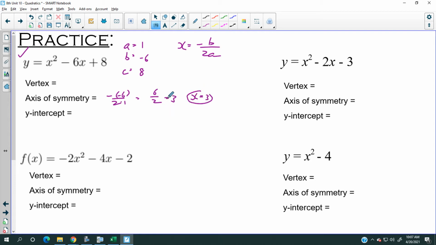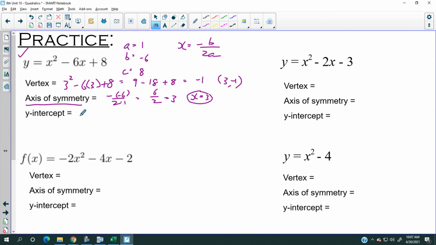By the way, don't just write 3. It's x equals 3 because axis of symmetry is a line, right? So don't just say 3 because that could be y equals 3 and then you'll be wrong, right? Okay, all right. Vertex. Just substitute, so 3 squared minus 6 times 3 plus 8. All right, so 3 squared is 9, 6 times 3 is 18, plus 8. Hopefully I can add correctly. 9 minus 18 is -9, plus 8 is -1, right? Yup. All right, and then so the vertex is (3, -1).